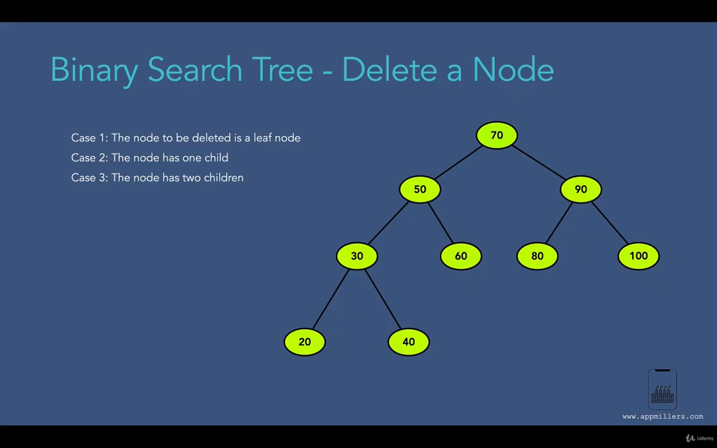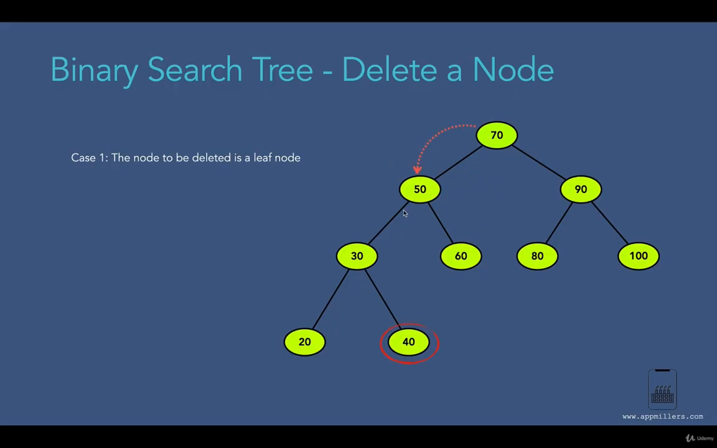Now the first case is that we want to delete a node which is a leaf node. So let's say we have a binary search tree like this and we want to delete a leaf node of 40 from this binary search tree. The first thing that we need to do is find this node. To find it, we start from the root node. We compare 40 with the root node. We see that 40 is less than the root node, so we continue to the left subtree.